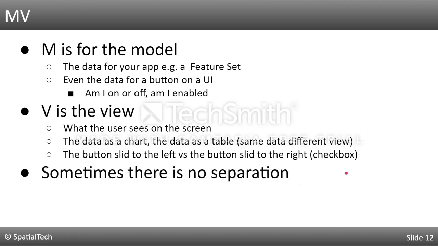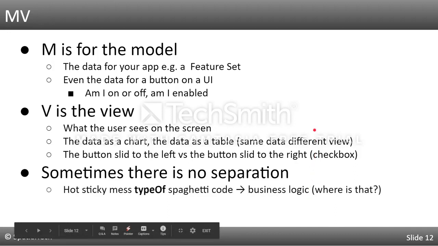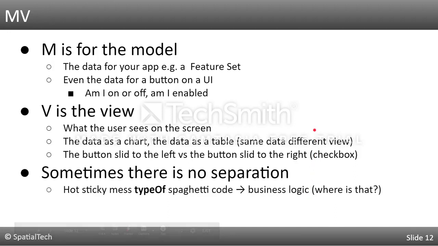Now sometimes there's no separation, right? So in this MV pattern, we have this model, we have this view, but we have it all in one file, like I was saying. It could be a hot sticky mess, what we call spaghetti code, where the business logic is. You may have some rules, like ArcGIS has rules about domains and subtypes and all that business logic. I'm not saying that they do this, but you could design a piece of code in a way that everything's jammed into one place, right?